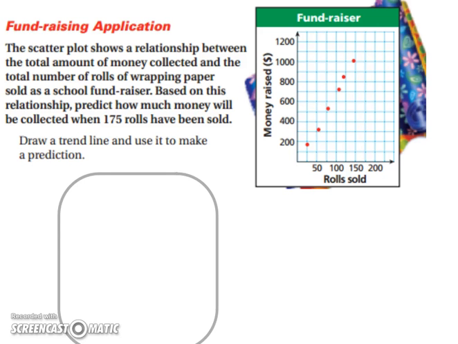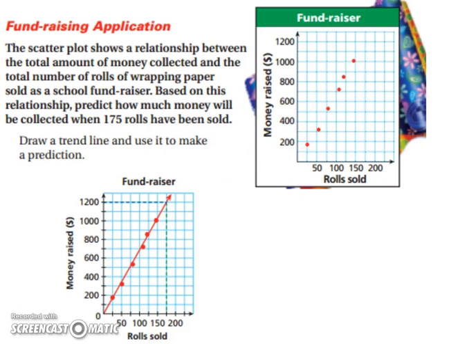Let's look at a fundraising application. This scatter plot shows a relationship between the total amount of money collected and the total number of rolls of wrapping paper sold as a school fundraiser. Based on this relationship, predict how much money will be collected when 175 rolls have been sold. Let's draw a trend line to help us make this prediction.